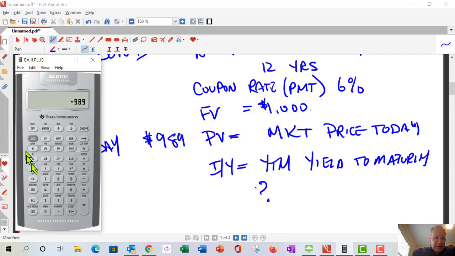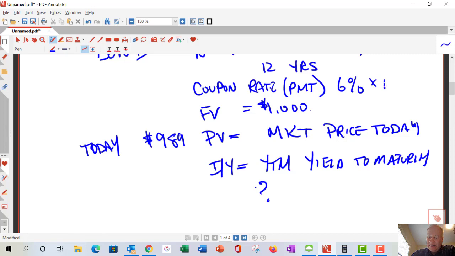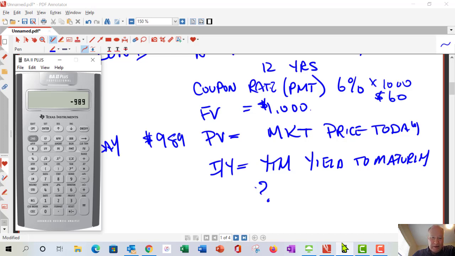All right. And payment, so that's our coupon. So remember that's 6% times the 1,000, so $60 is our coupon payment. Okay, so I make sure I got that present value, and then 60 is my coupon payment. All right. 1,000 is my future value, face value. And now I'm ready to compute my yield to maturity. So I go compute IY, and I get a yield to maturity of 6.132%.